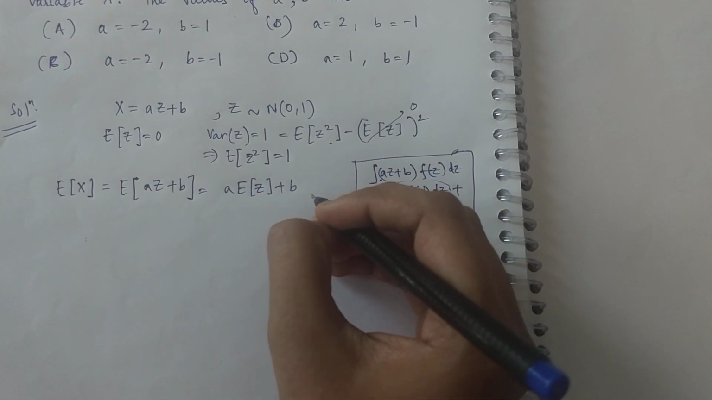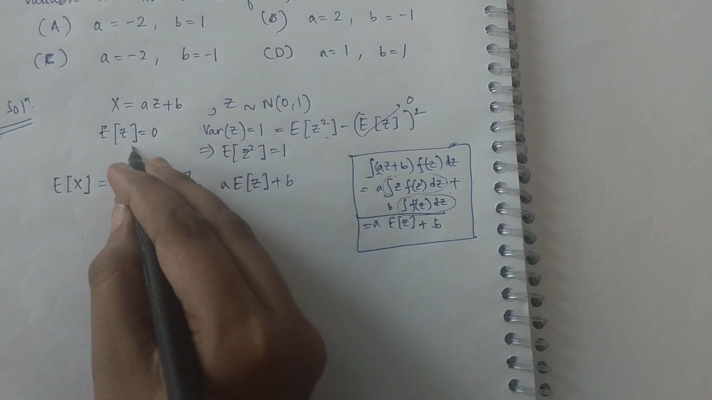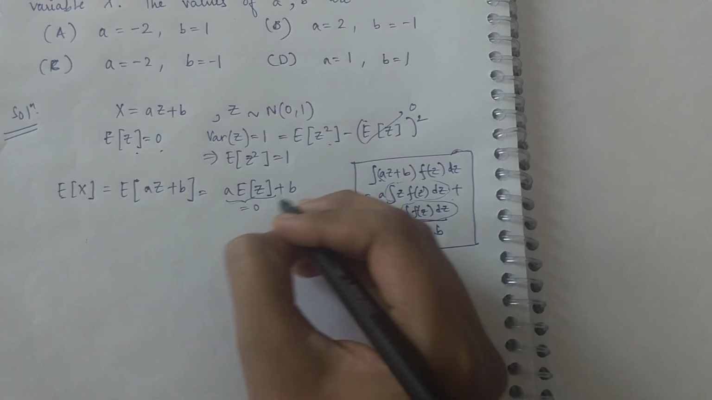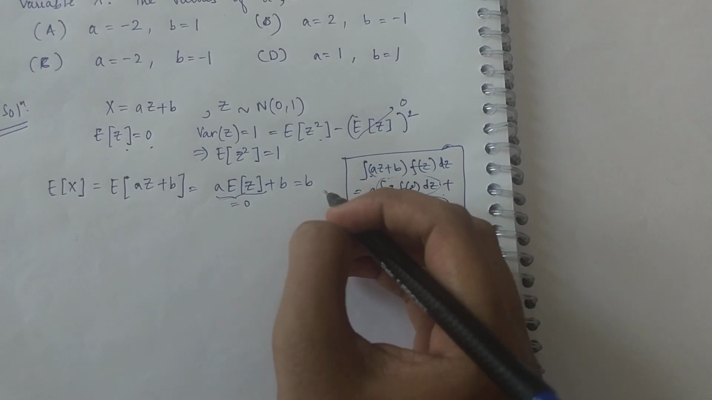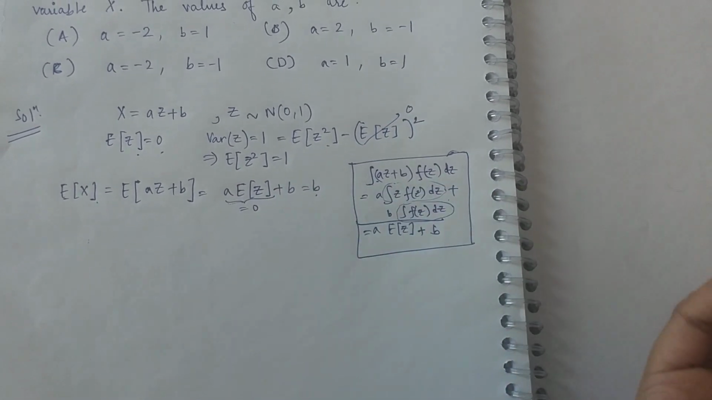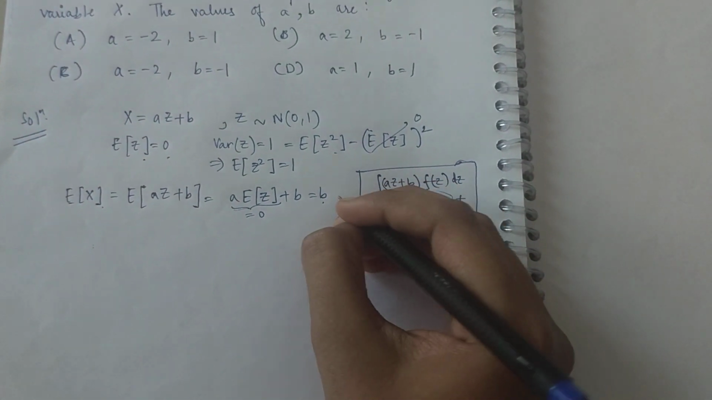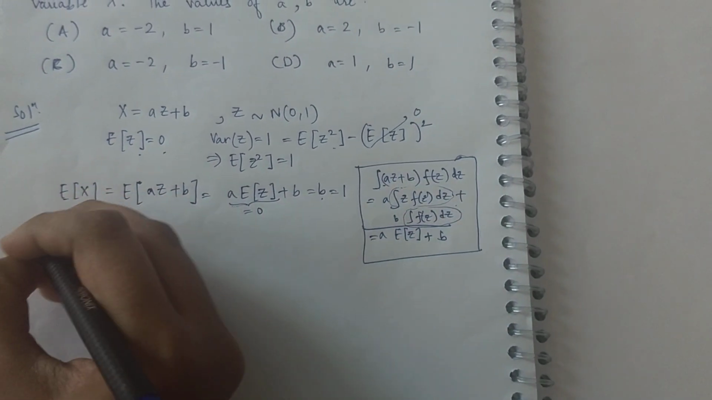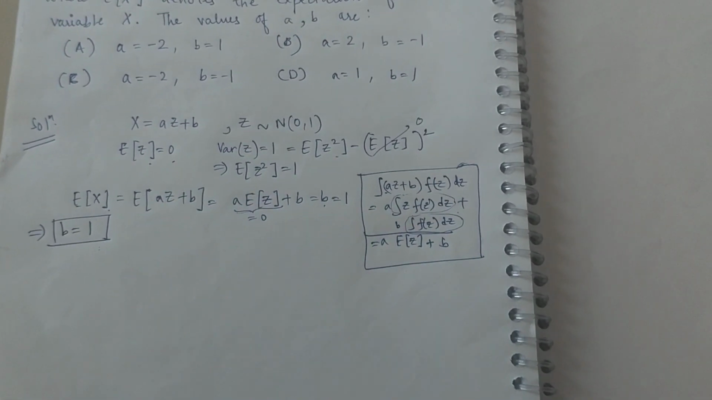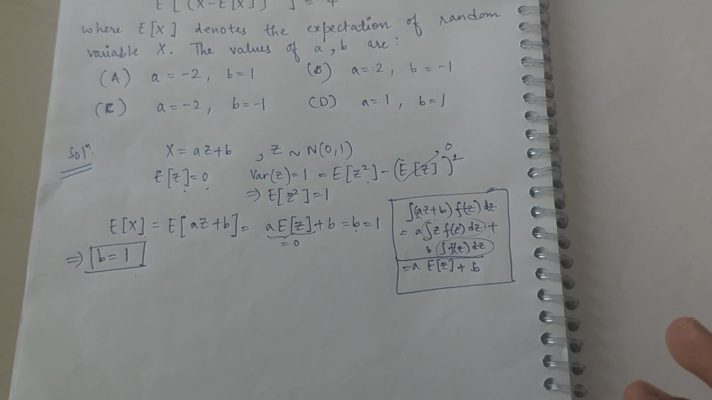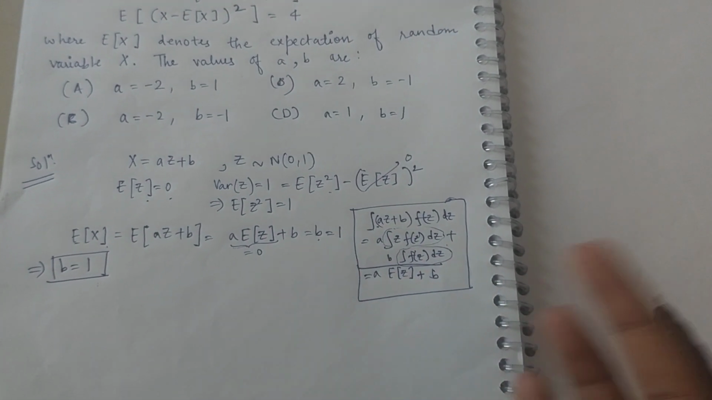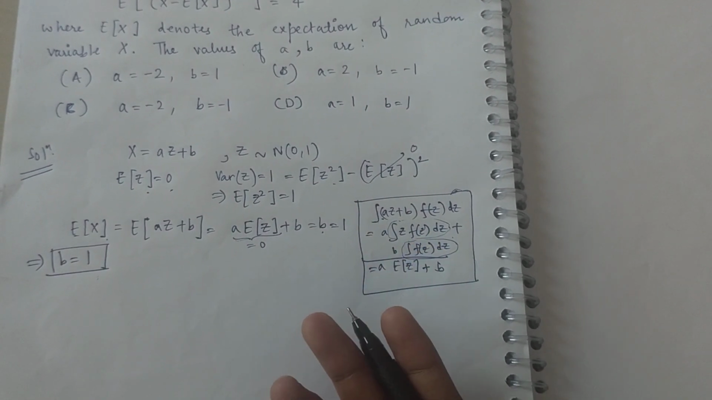So we know that expectation of z is 0, that's why we can say that this term is 0. So this whole term, expectation of x, is b, and we are also given in the question that this term is 1. So finding the value of b was a very simple task in this question. Even when I solved this question in the exam, I was able to find b very quickly, exactly how I did right now.